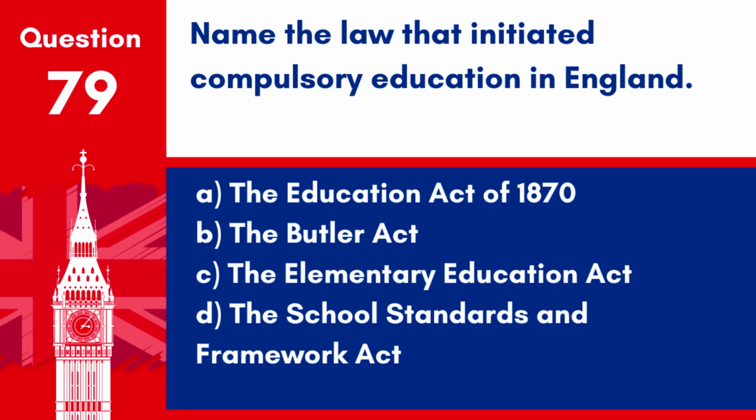Question 79. Name the law that initiated compulsory education in England. A. The Education Act of 1870. B. The Butler Act. C. The Elementary Education Act. D. The School Standards and Framework Act.